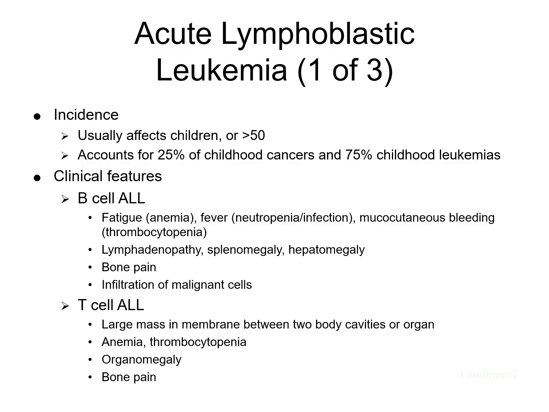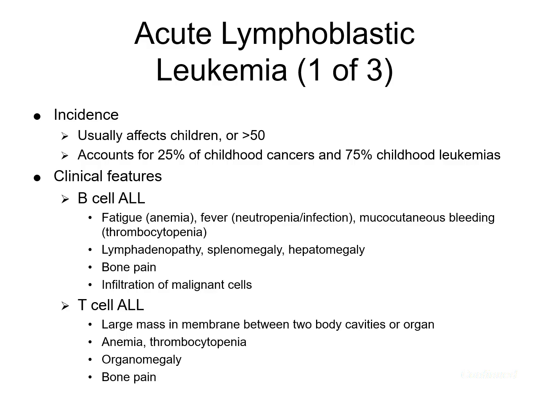For clinical features, for B-cell acute lymphoblastic leukemia, symptoms are related mainly to bone marrow failure. So patients would feel fatigue due to anemia, have a fever caused by neutropenia and infections, and could also have mucocutaneous bleeding from thrombocytopenia. Some physical findings, they could have some swollen lymph nodes, splenomegaly, which is an enlarged spleen, or hepatomegaly, which is an enlarged liver. Some other symptoms they can also have is bone pain due to marrow expansion and infiltration of malignant lymphoblasts into various tissues.